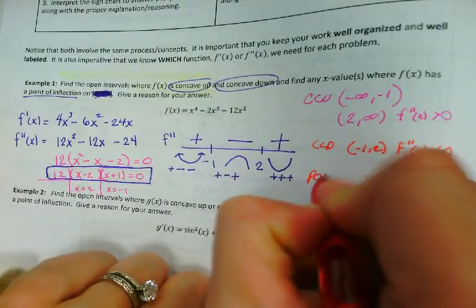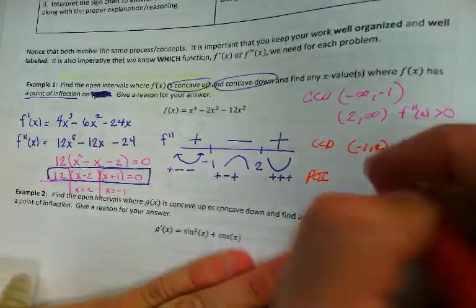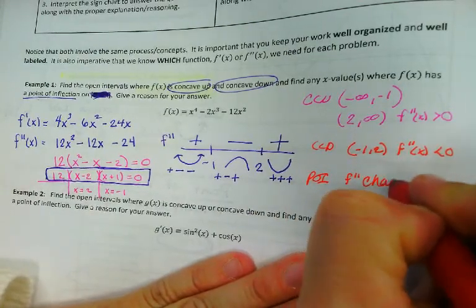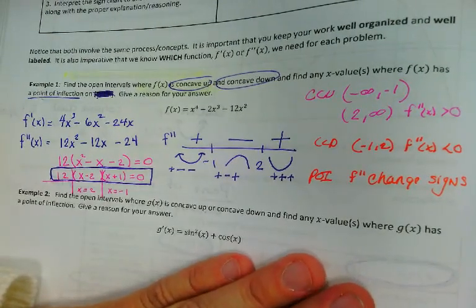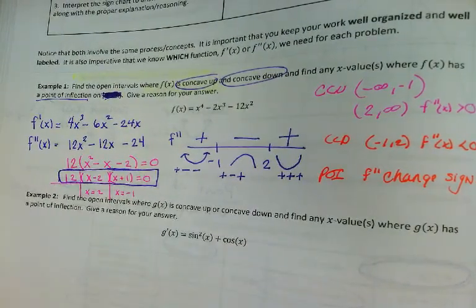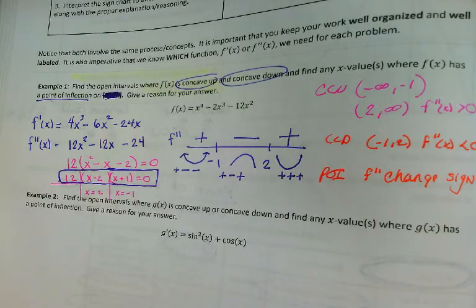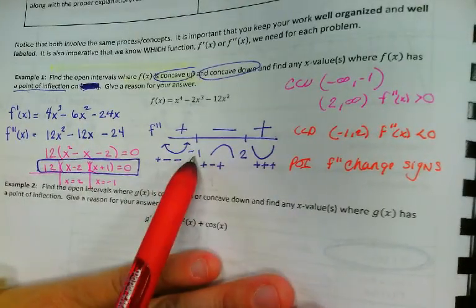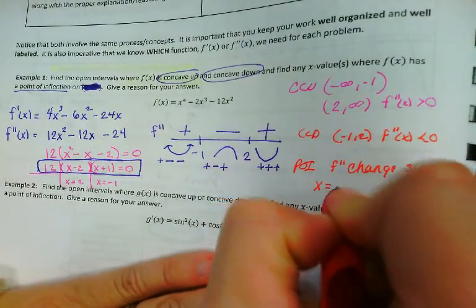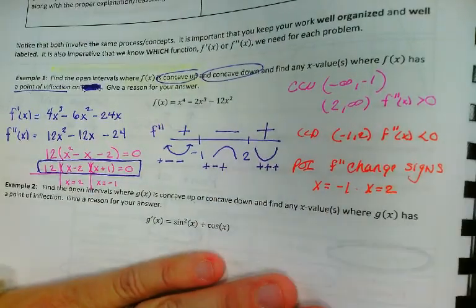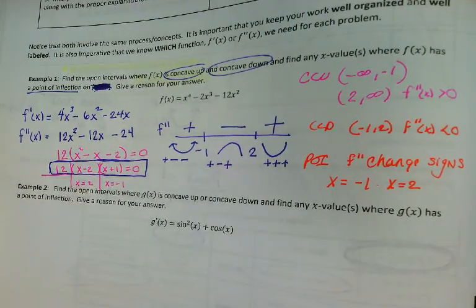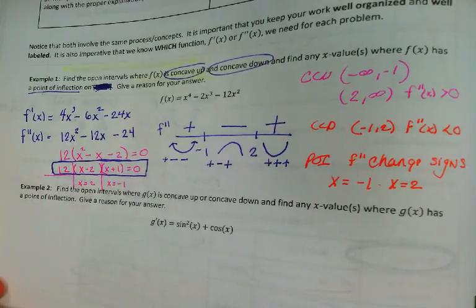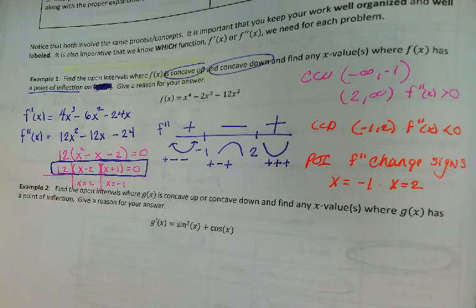Now, points of inflection. Okay, to be a point of inflection, f double prime must change signs. Now again, you can't say something changes signs if you didn't make a sign chart. So just keep that in the back of your mind. So I changed signs at negative 1 and at 2, so both of them happen to be points of inflection. But again, all of these questions need sign charts. Okay, so first derivative is going to answer increasing, decreasing, max, min. Second derivative, concave up, concave down, points of inflection.